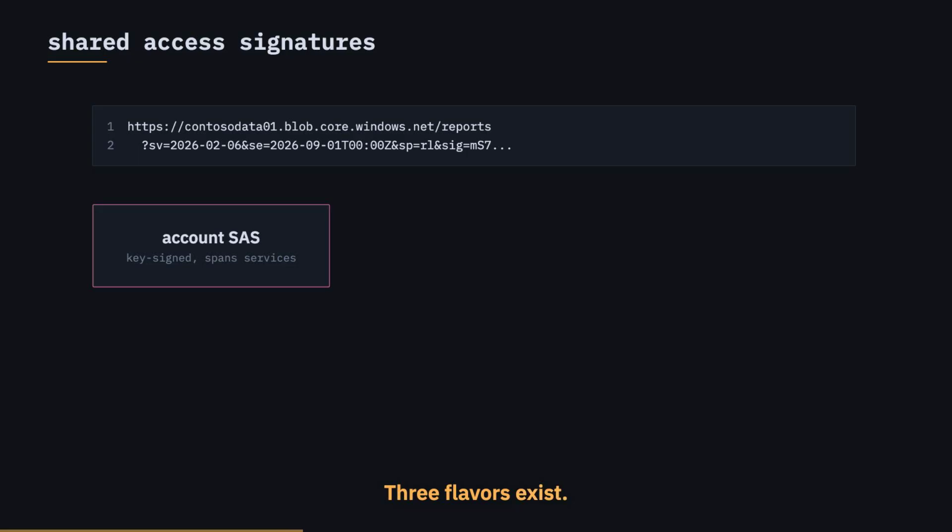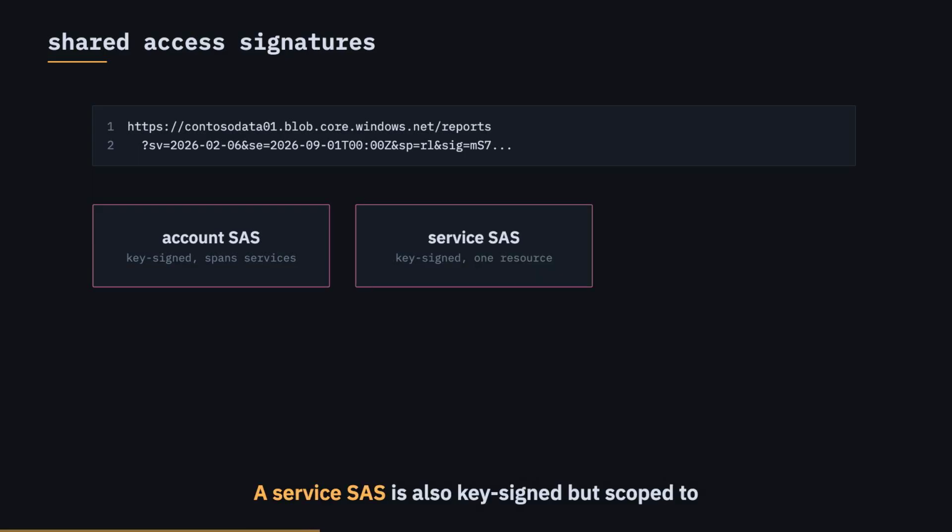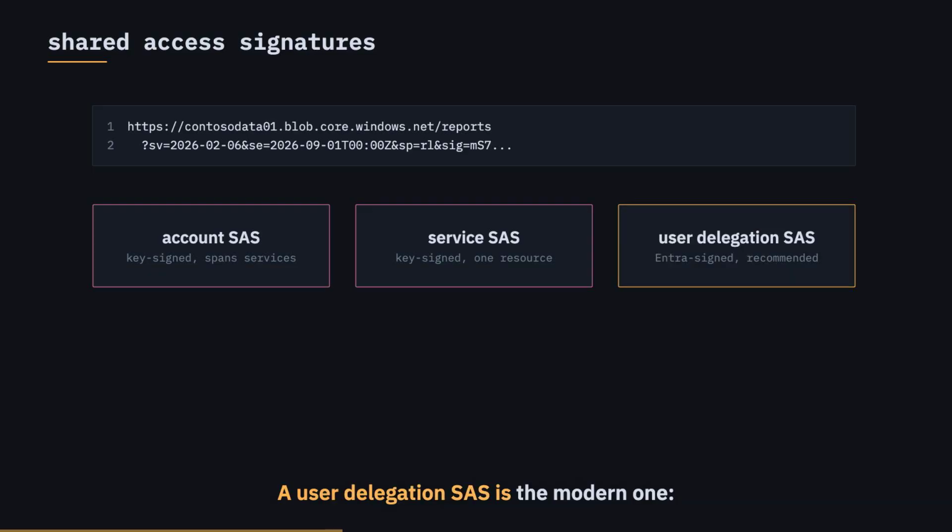Three flavors exist. An account SAS is signed with an account key and can span multiple services. A service SAS is also key-signed but scoped to one resource in one service, one blob, one container. A user delegation SAS is the modern one, signed with a key derived from Microsoft Entra credentials rather than any account key, which means it survives key rotation, works where shared keys are disabled, and shows up against a real identity. Microsoft recommends it wherever possible.